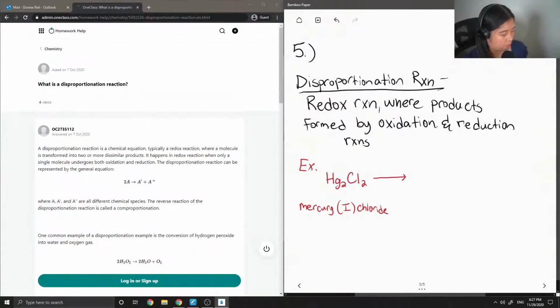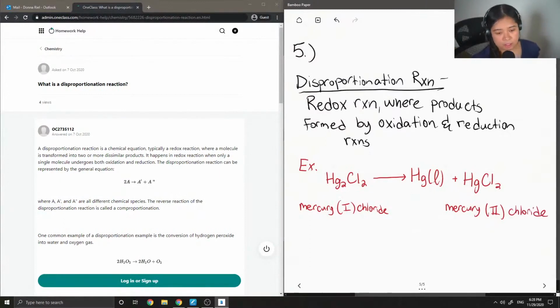So let's say mercury 1 chloride reacts and becomes just liquid mercury plus mercury 2 chloride. Okay, so again, we know that the oxidation number this time for mercury is +2, and this is because only 1 atom of mercury is needed to neutralize 2 atoms of chlorine, each with a -1 charge.